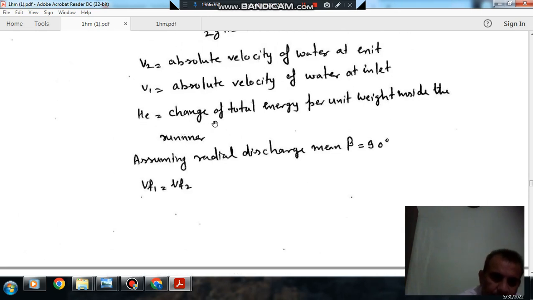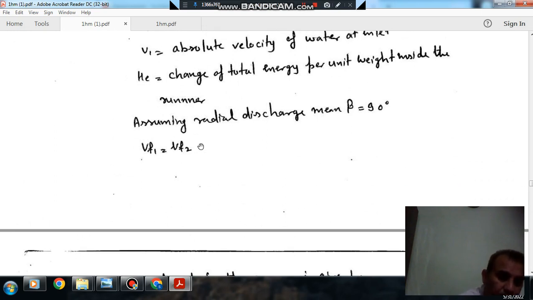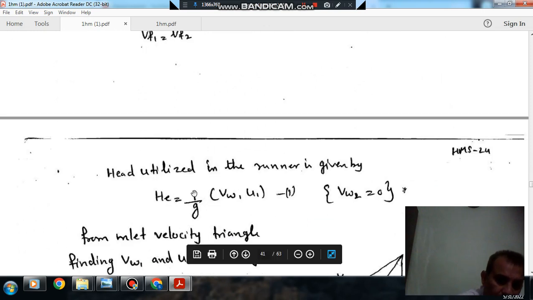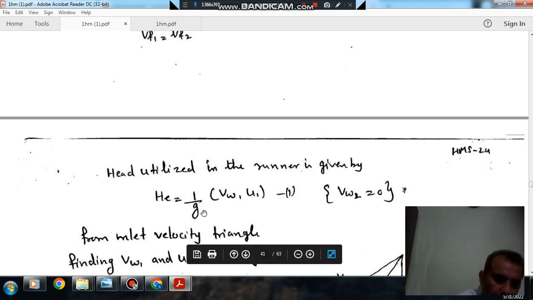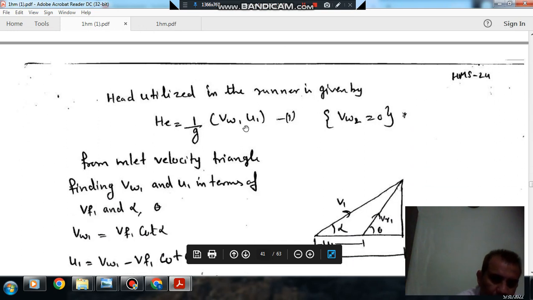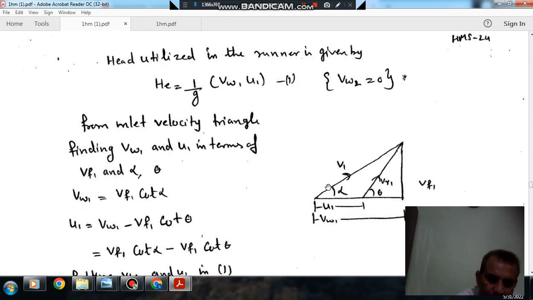He is your change in total energy per unit weight inside the runner, or it is the head that is utilized to generate power. So that is given by 1 by g Vw1 U1. This is the power generated within the turbine per unit weight per unit discharge. As Vw2 is 0, the expression Vw1 U1 plus Vw2 U2 reduces to 1 by g Vw1 U1. So this is per unit mass power, and this is your inlet velocity diagram.